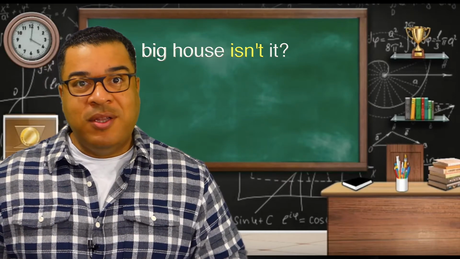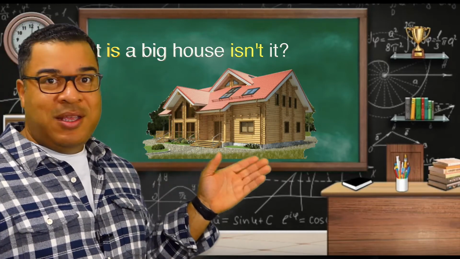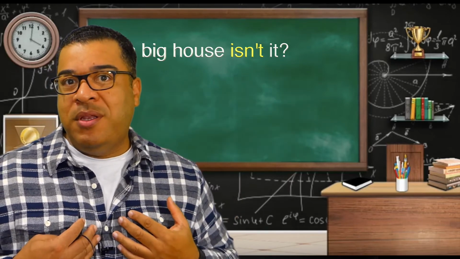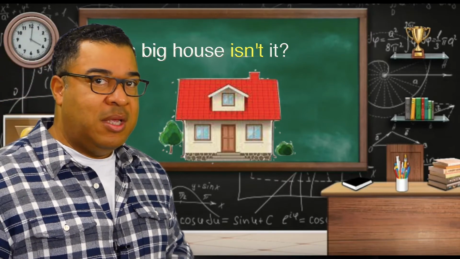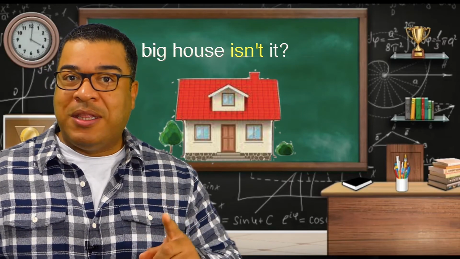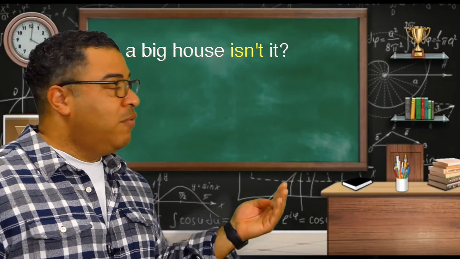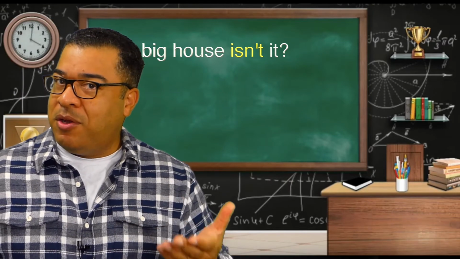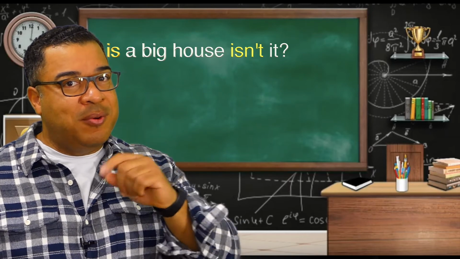But be careful with the intonation, because if you say, it is a big house, isn't it? If the intonation goes up, you really do feel that. That's your real opinion. But if you say, this is a big house, isn't it? If the intonation goes down, maybe that's not something you really think. That's not your real feelings. So be careful with the intonation. If the intonation goes up, that's really how you feel. If the intonation goes down, maybe that's not something you really think.